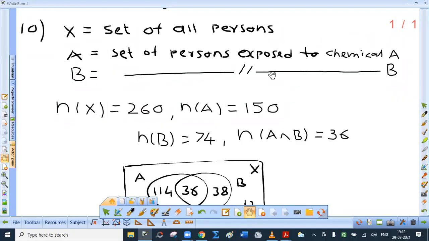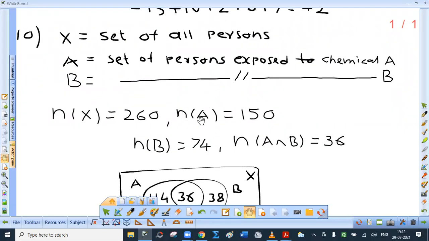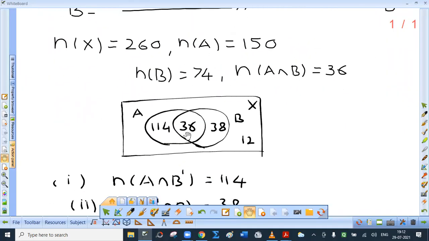Sum number 10, there are 260 persons with a skin disorder. If 150 had been exposed to the chemical A, 74 to the chemical B, and 36 to both A and B, find the number of persons exposed to number 1, chemical A but not chemical B. Second, chemical B but not chemical A. Third, chemical A or chemical B. So these are the definitions of the sets. These values are given. Venn diagram is constructed.